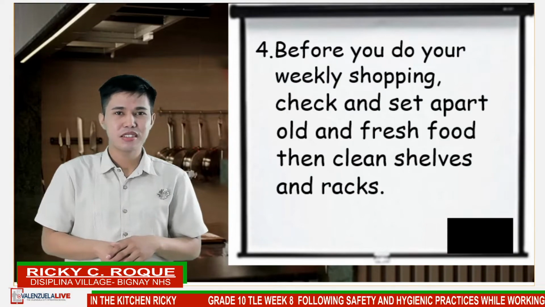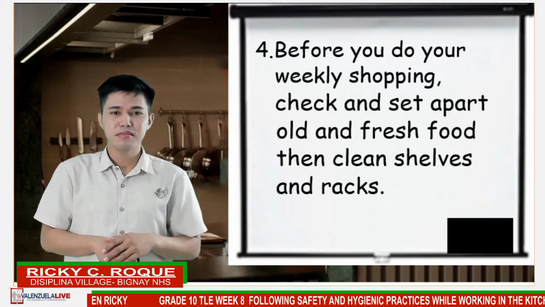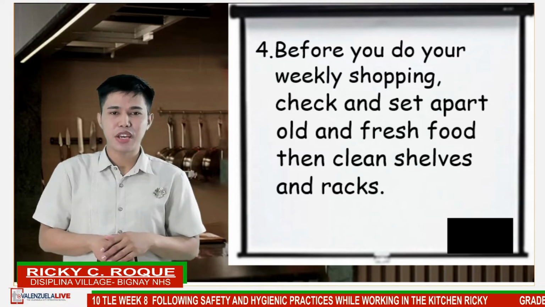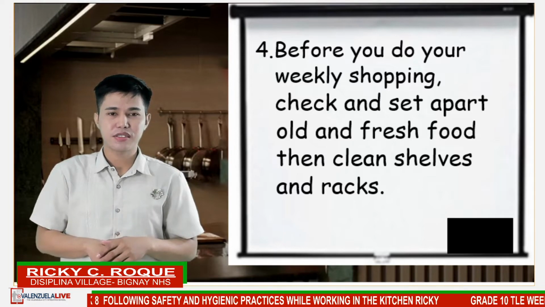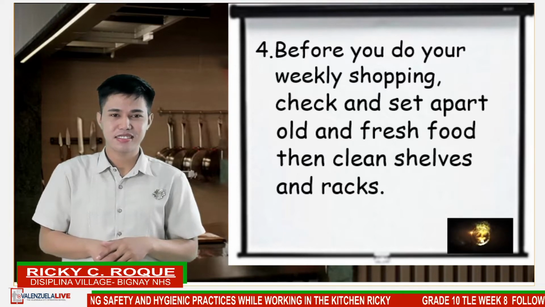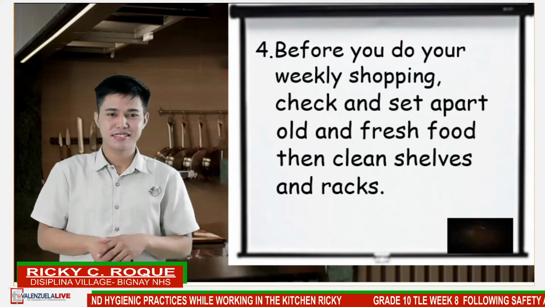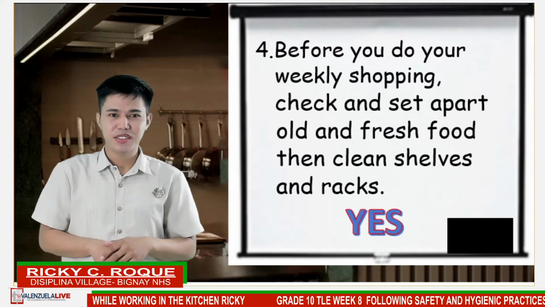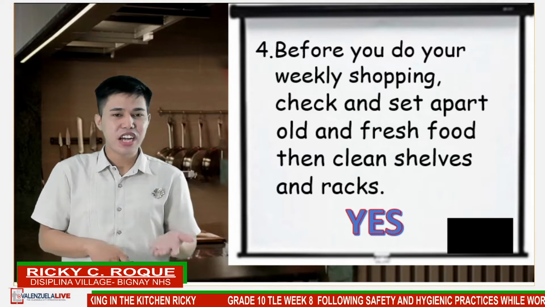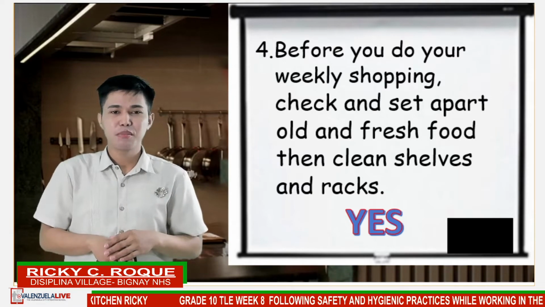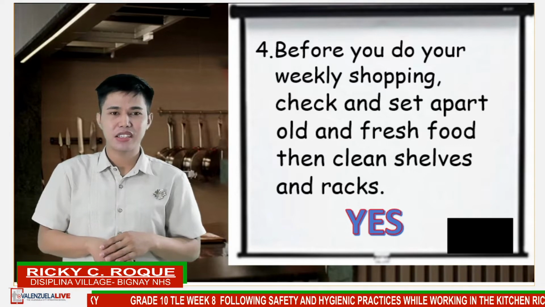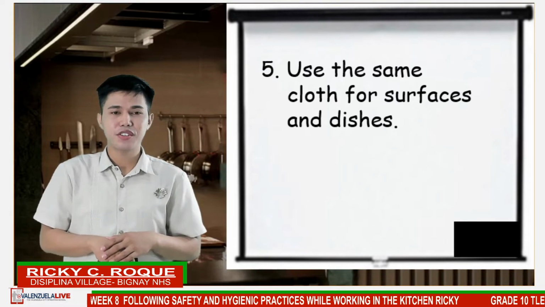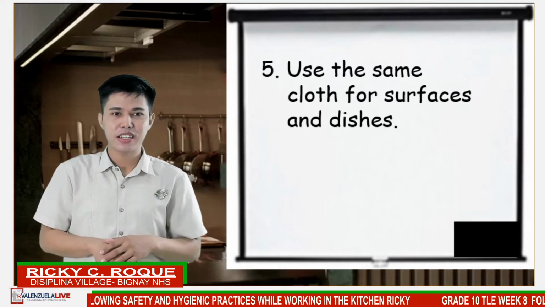Number 4. Before you do your weekly shopping, check and set apart old and fresh food, then clean shelves and racks for 5 seconds. Yes, that is correct. We want our cabinet or drawers to be clean before we put a new food item on it. Number 5. Use the same cloth for surfaces and dishes for 5 seconds.